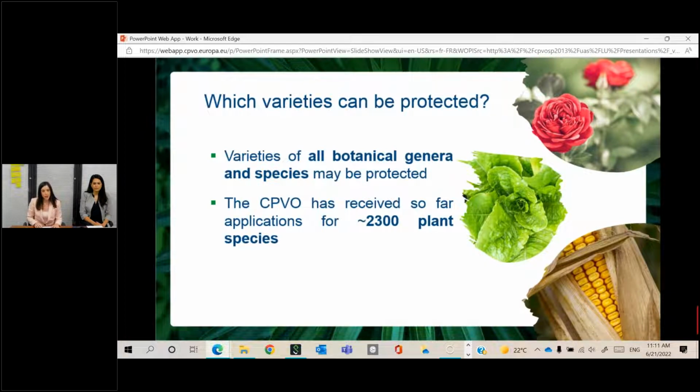Now, what plant varieties can be protected? Well, the answer is easy. All botanical genera can be protected. Any genera, any species, any plant variety belonging to any genera or species, in essence. And so far, the CPVO has received applications for over 2,300 plant species.